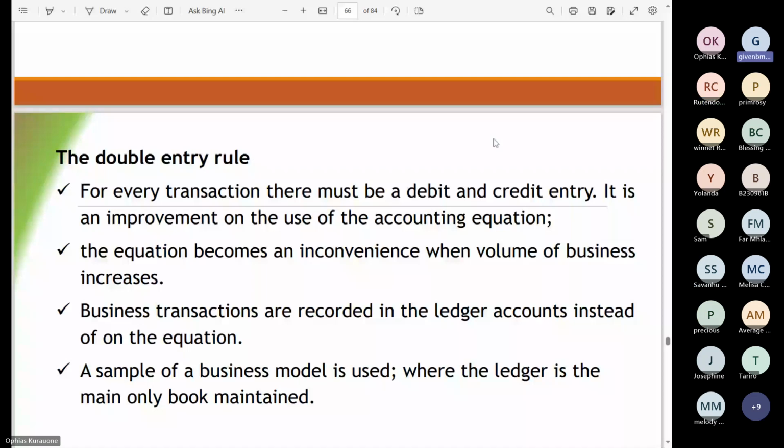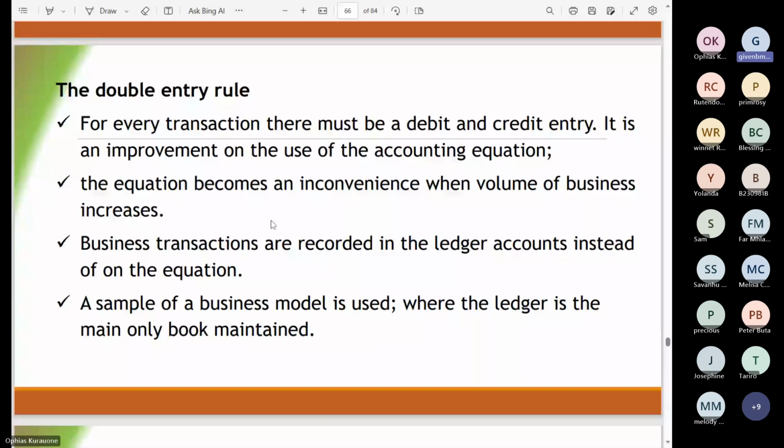The equation becomes an inconvenience when the volume of a business increases. Business transactions are recorded in the ledger accounts instead of on the equation. A simple business model is used where the ledger is the only main book maintained.